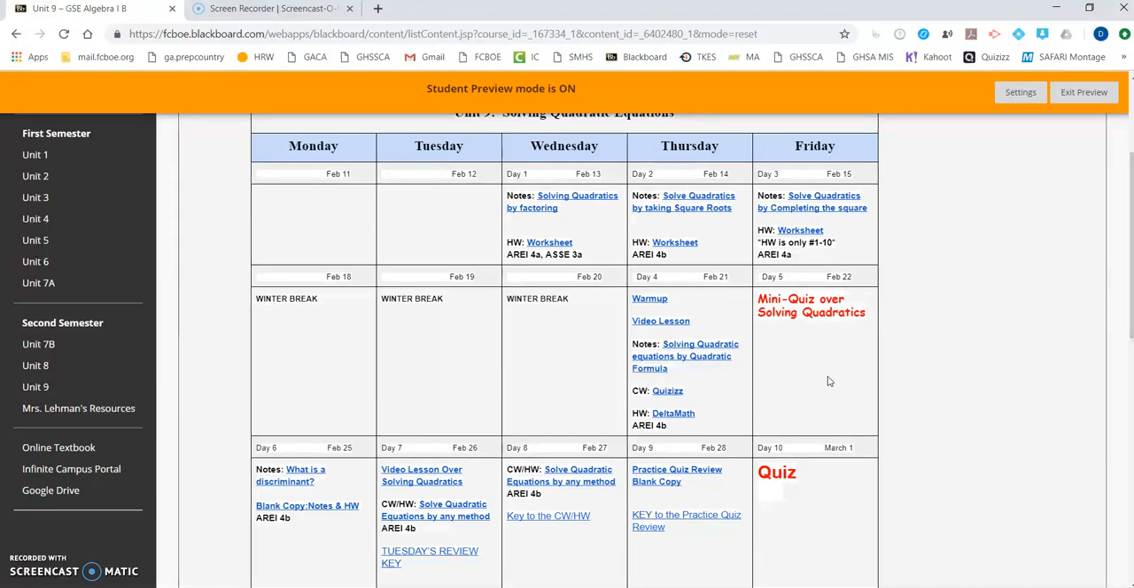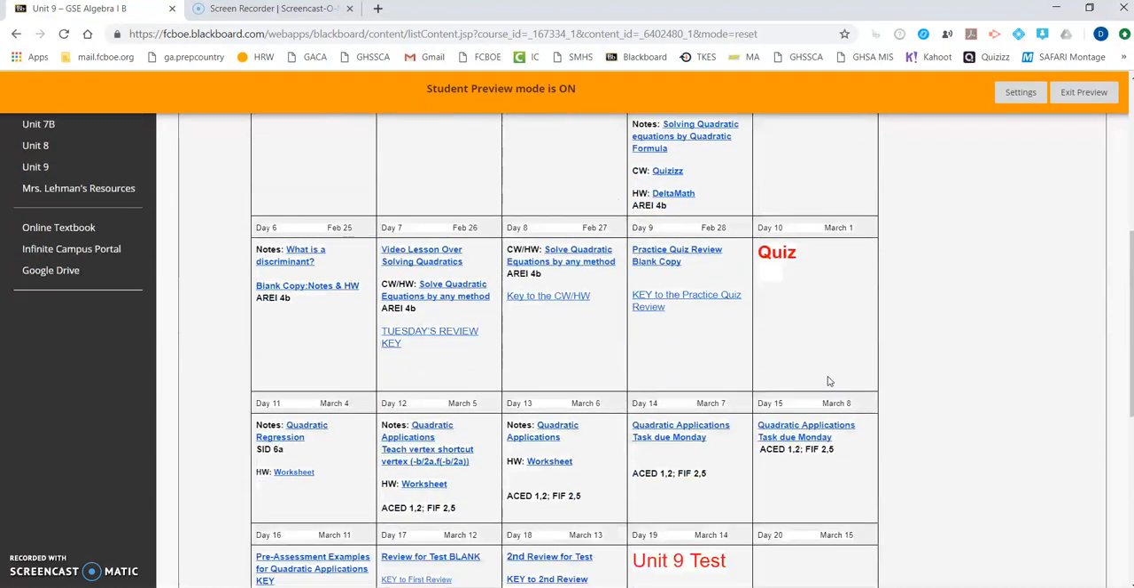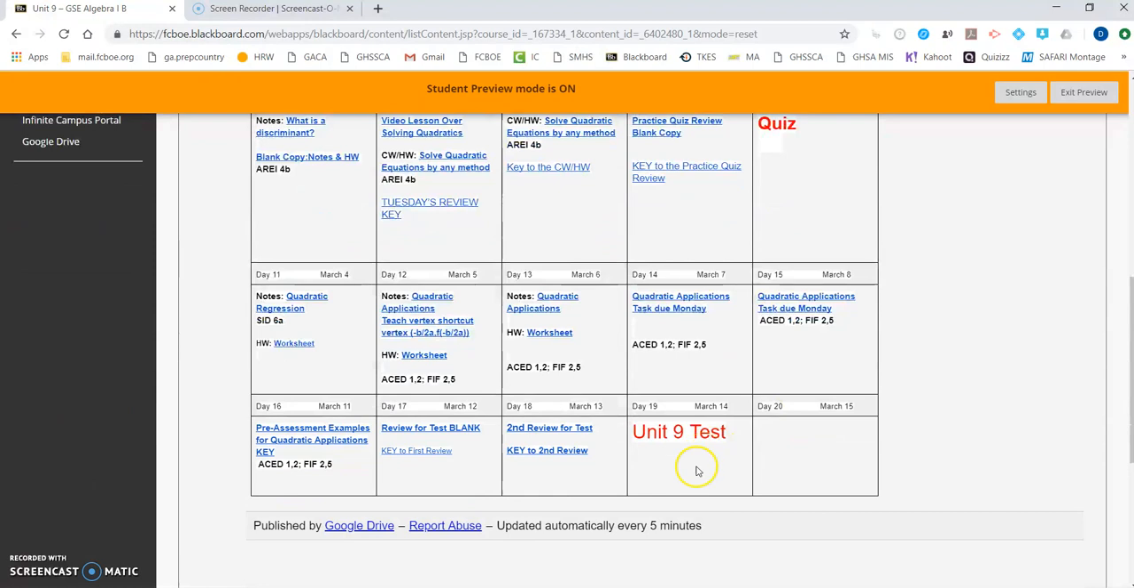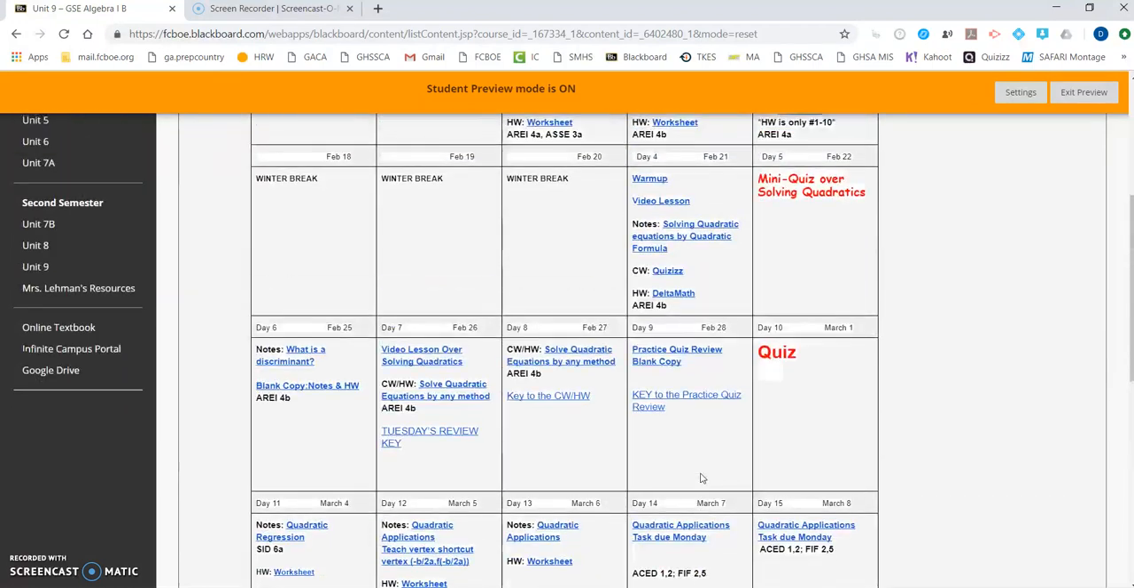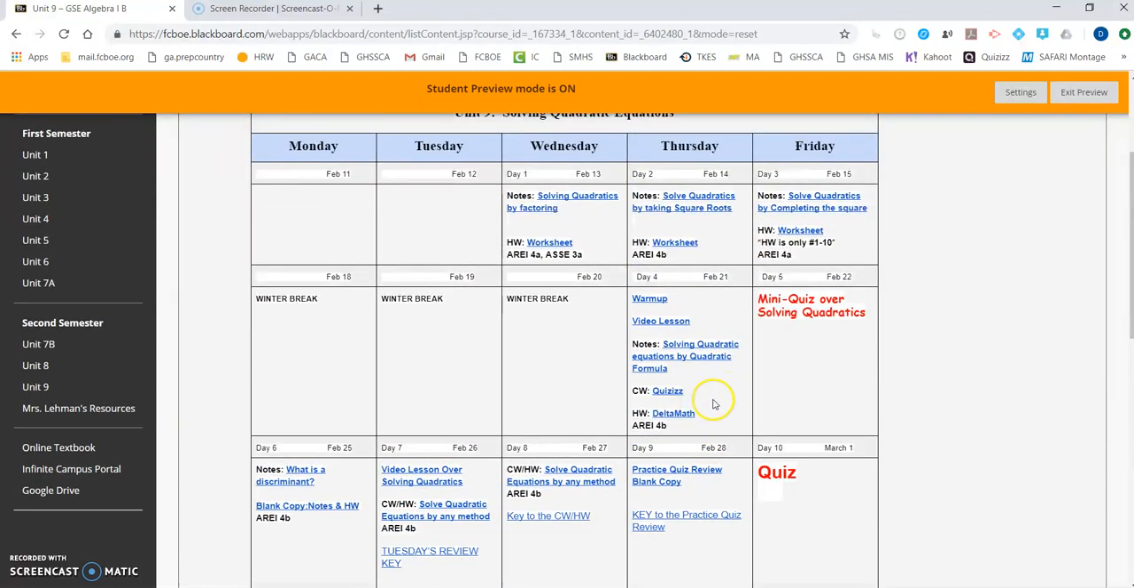So that's the plan of remediation, and then also I have a remediation for anyone who fails my unit test. If they get below a 70 and fail it, they can take a retake and get up to a 70 on a remediation test. But that would be, of course, over all of the standards. But for the standard that we're focused on here with the quadratic formula, I would use Delta Math to help reiterate that if students struggle.